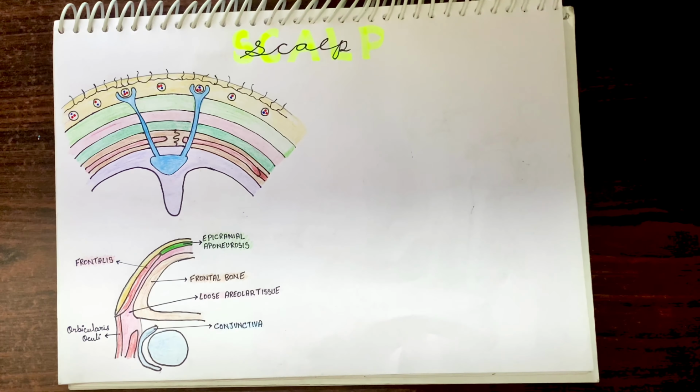Let us start with today's topic, anatomy of the scalp. We will be looking at the extent of the scalp, the structure of the scalp, arterial and nerve supply and its venous drainage. Firstly, we will be looking at the extent of the scalp.